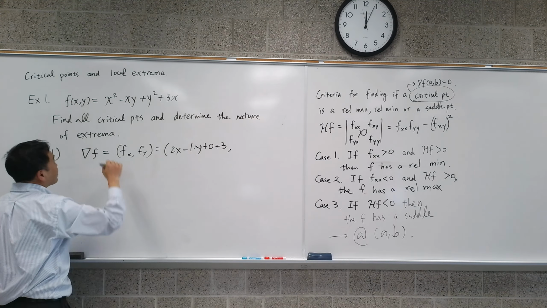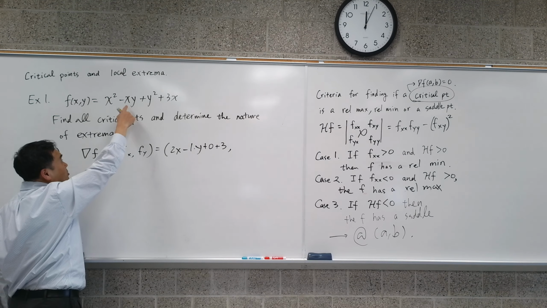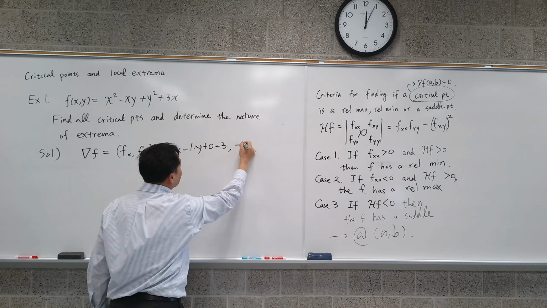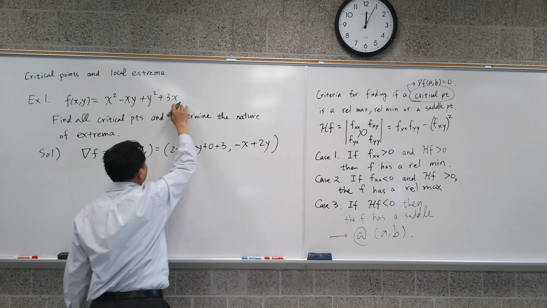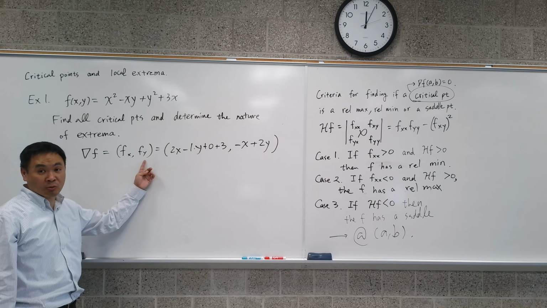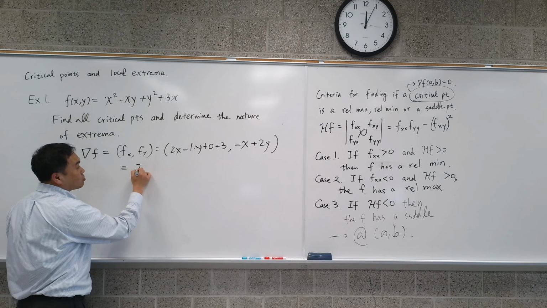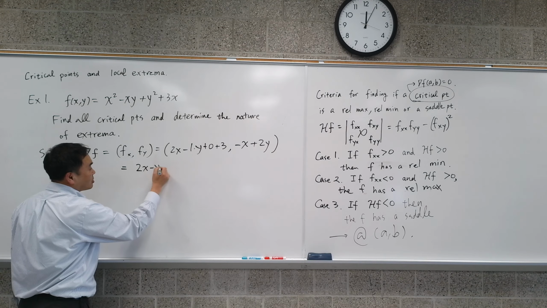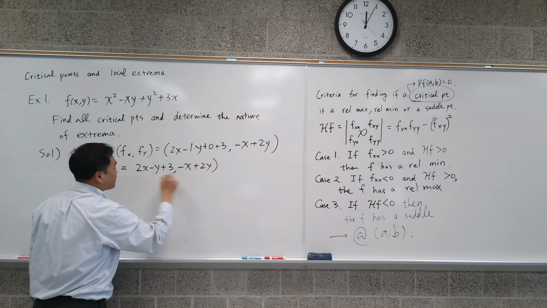Okay, in the same way, if I differentiate by y, this time x squared is considered as a constant, so it's 0. If you differentiate the xy term by y, that's going to be negative x, plus 2y. And 3x is also considered as a constant if you do the partial derivative with respect to y. So that's all you get. And therefore, you get 2x minus y plus 3, negative x plus 2y.